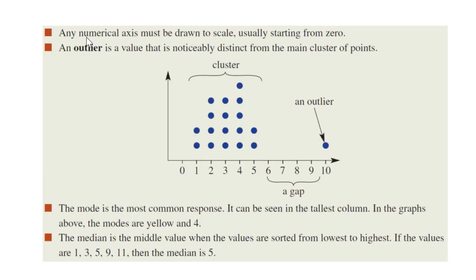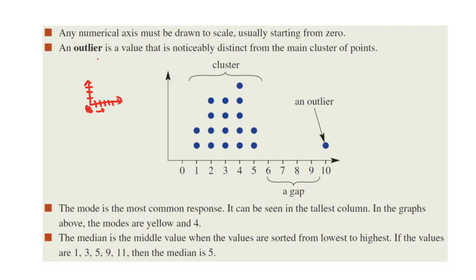Now any numerical axis must be drawn to scale, usually starting from 0. So there should be scales. They are not arbitrary, and most of the time they start from 0. So this is 0.